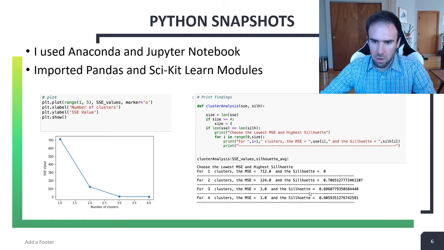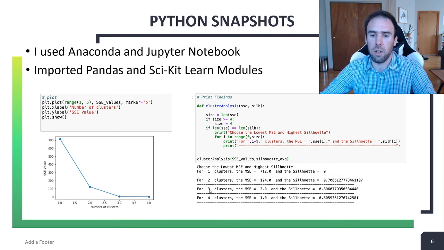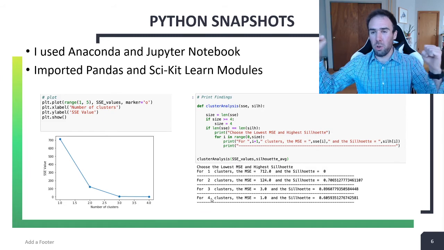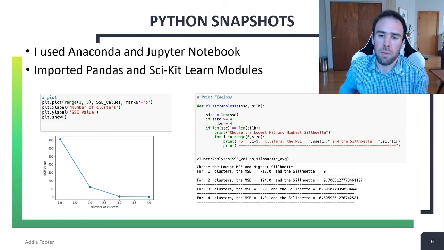So right here, the silhouette is the highest when you have 3 coins that you're clustering around. And it dips back down if you try to go to 4. So in other words, they might be tighter if you go to 4, but they're more spread out, so it's bad.